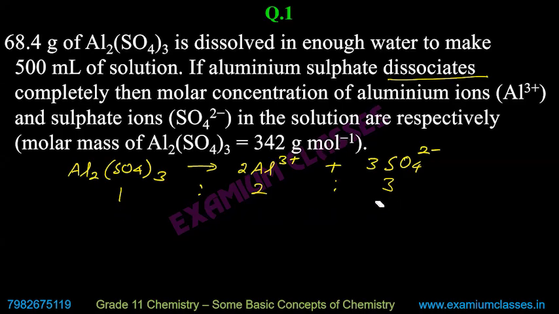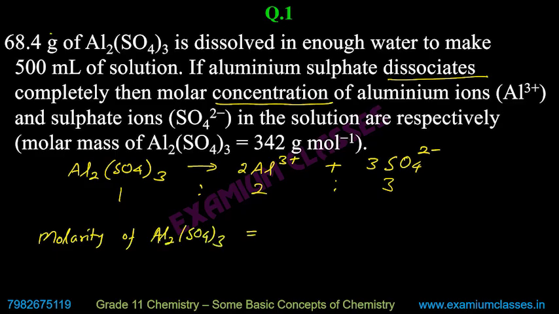According to this, we can get the answer, because now we just need to get how many moles we have. In 68.4 grams dissolved in 500 ml, we can calculate the number of moles. So molarity, basically concentration, is asked here. Concentration means we need to calculate molarity. So get the molarity of aluminum sulfate. Molarity of aluminum sulfate will be number of moles of aluminum sulfate, given mass upon molar mass. Molar mass is given, 342.